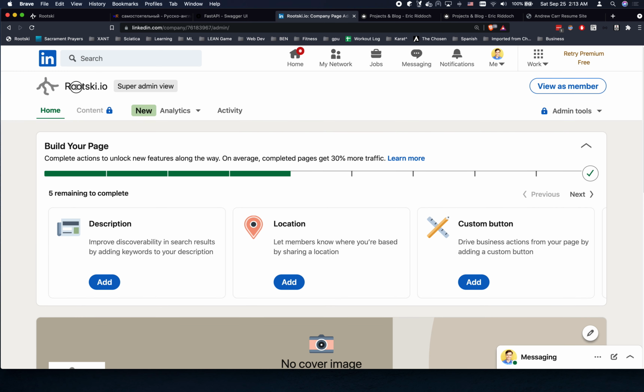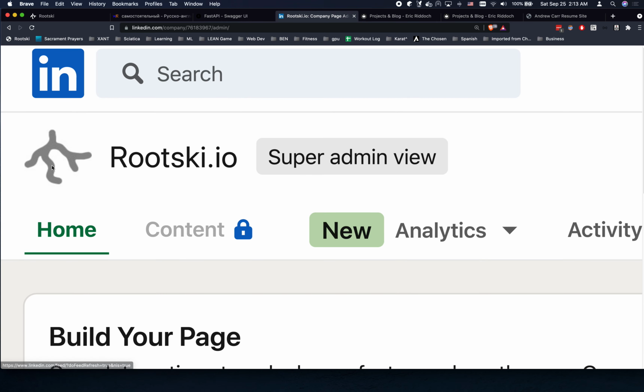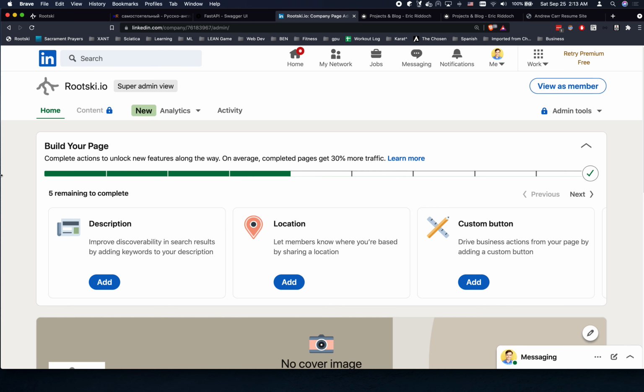So I've made Rootski.io into a LinkedIn page, and I'm not going to lie, I'm not super proud of the logo. I was when I made it, I doodled it, but the logo is not the coolest thing. So one of the things we have to work on is making a better logo.